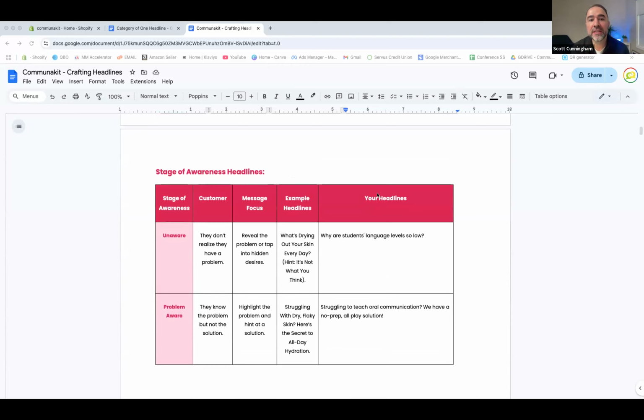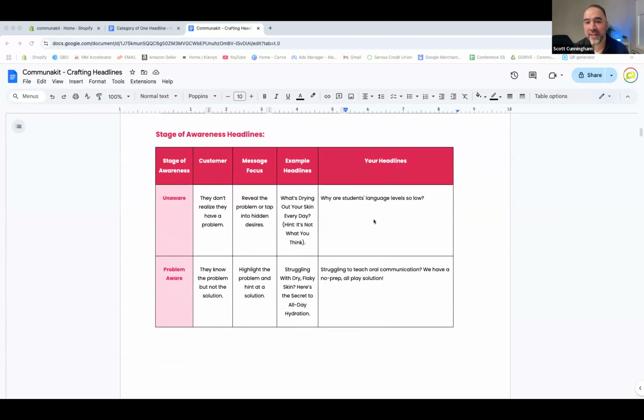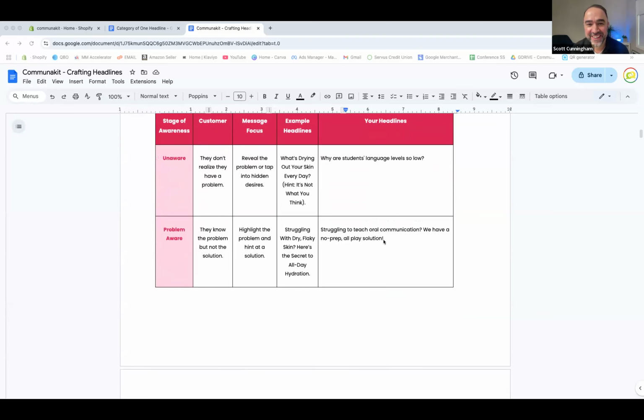Okay, so let's see what you wrote there. Struggling to teach oral communication. Is that how they would word it? They would see that and be like, "Oh yeah, I am." Oral communication, I hope that resonates. Other things you could say are listening and speaking skills, or just language skills, or language goals. I like language skills. Yeah, we can debate that one.